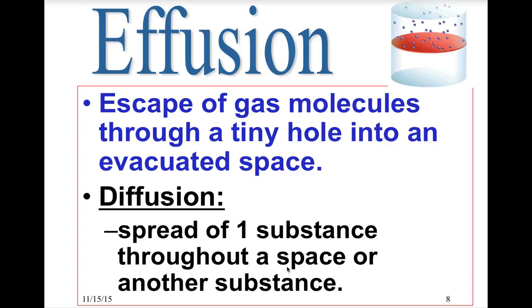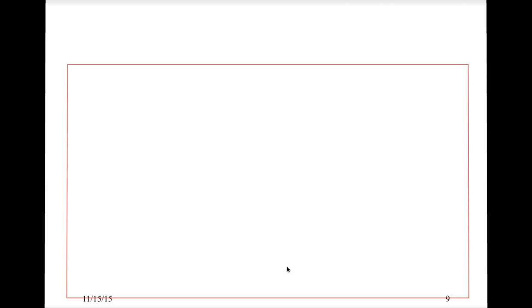Diffusion is the spread of a substance throughout a space or throughout another substance. Those of you who have taken bio or AP bio probably did a lot with diffusion. But diffusion is talking about molecules moving from an area of high concentration to an area of low concentration and spreading out throughout the space.